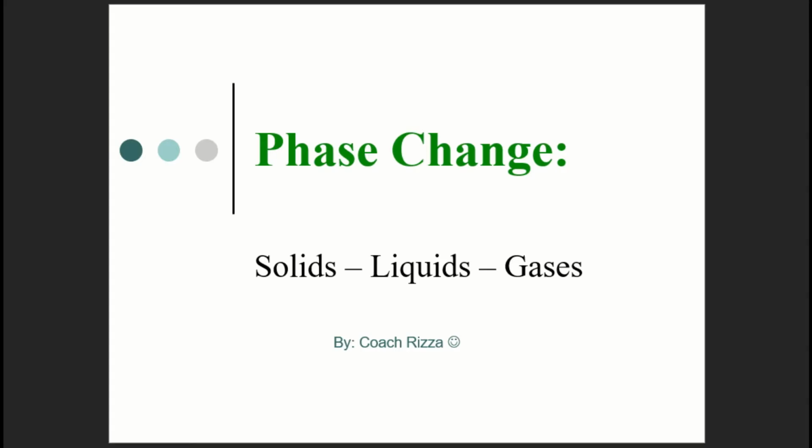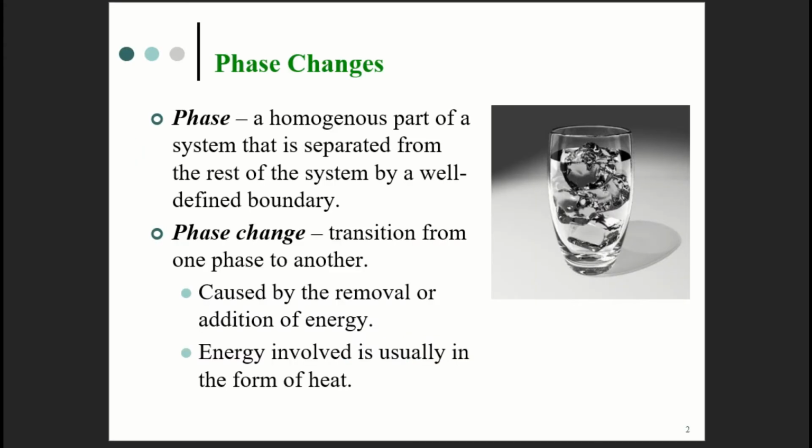In this video, we are going to talk about phase change. A phase is a homogeneous part of a system that is separated from the rest of the system by a well-defined boundary. Phase change is a transition from one phase to another, caused by the removal or addition of energy. Energy involved is usually in the form of heat.